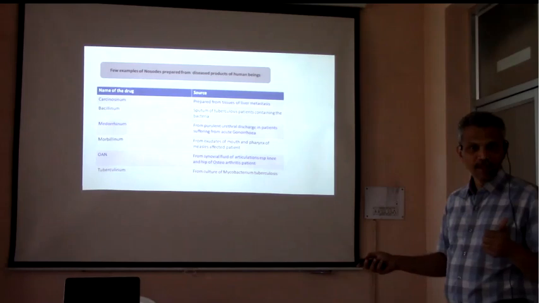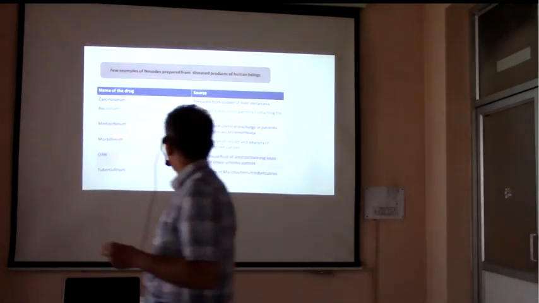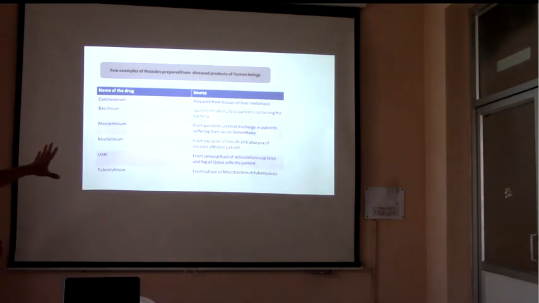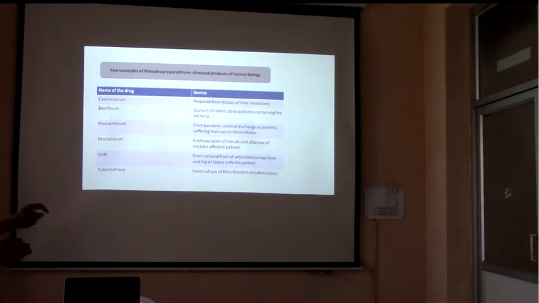You have carcinosin, and it is prepared from the tissues of liver metastasis. And then you have bacillinum, prepared from the sputum of the tubercular patient containing the bacteria. And medorrhinum from the purulent gonorrheal discharge, and the condition is that the gonorrheal discharge should have Neisseria gonorrhoeae, the bacteria which is causing gonorrhea, present. And of course morbillinum from exudates of mouth and pharynx of a measles affected patient.